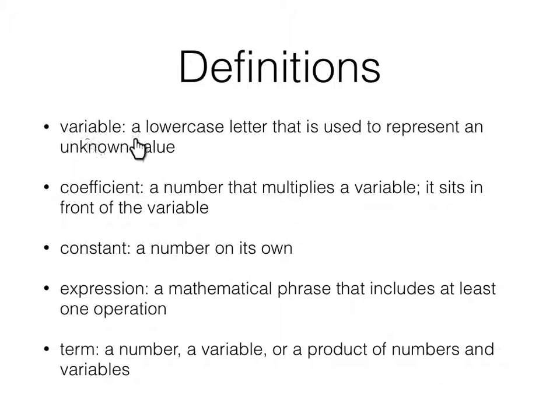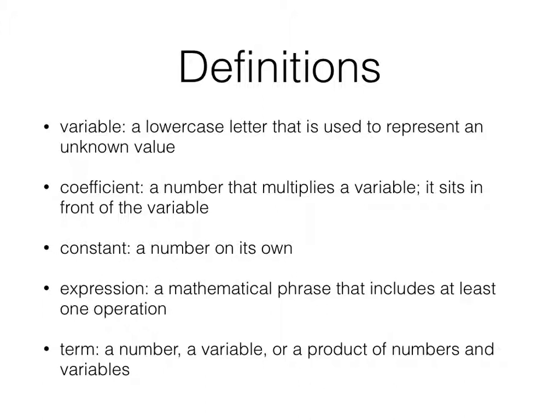A variable. It's a lowercase letter that we use to represent an unknown value, just like the x you just saw in that previous slide. Coefficient. It's a number that multiplies a variable. It sits in front of the variable. You don't need a dot. You don't need anything of that sort. If you go back to that expression we just looked at, that would be the number 3.